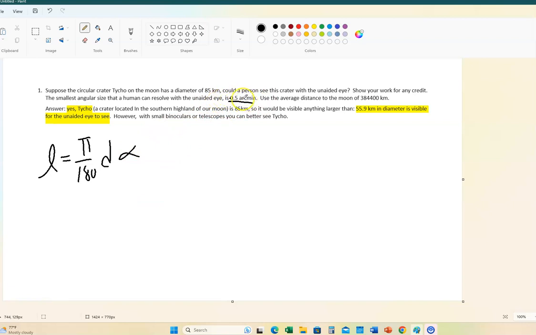The one thing that we have to do is change it to degrees. So alpha here is 0.5. Of course, remember arc minutes, you can use a single hash mark, and in 1 degree there are 60 arc minutes. So it's just 0.5 divided by 60. That's what our angle is. Then we multiply by d, we multiply by pi, and we divide by 180, and so we can do that.